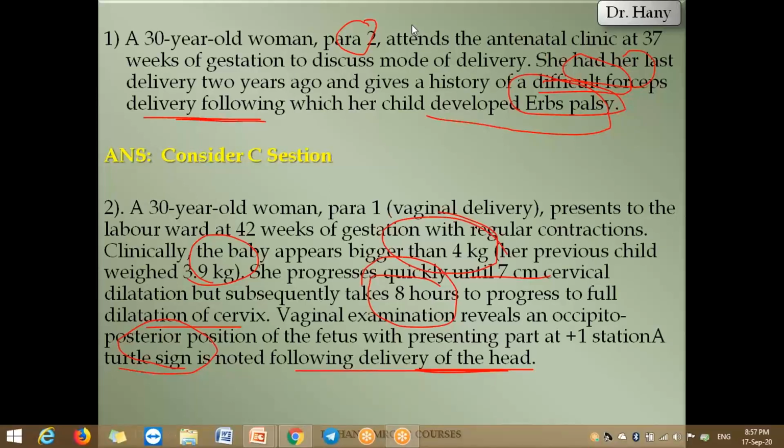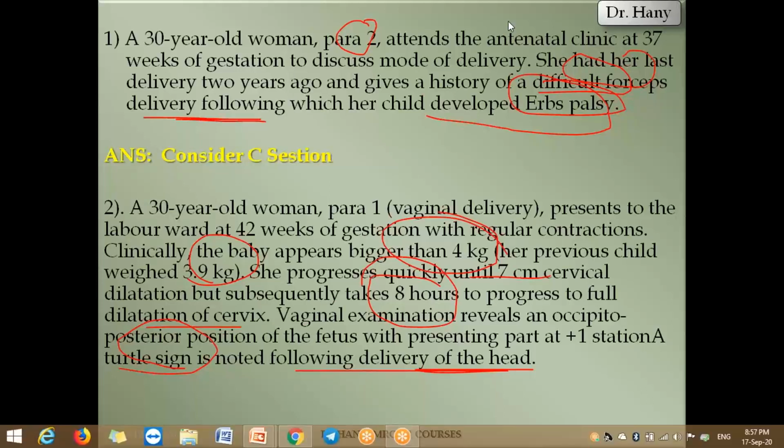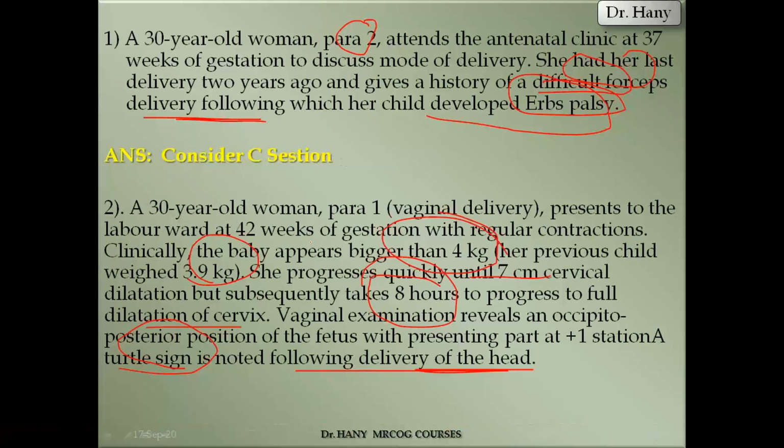Call for help. Call for help. This is suprapubic pressure, followed by McRoberts procedure. There is nothing else to do. There is no other right option in this scenario unless to call for help. This is the evidence-based answer.